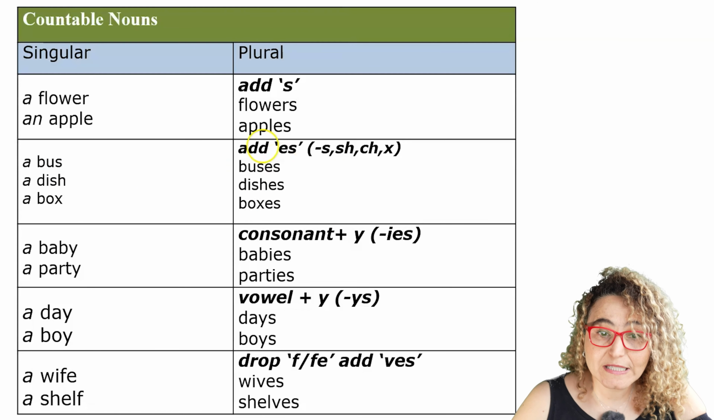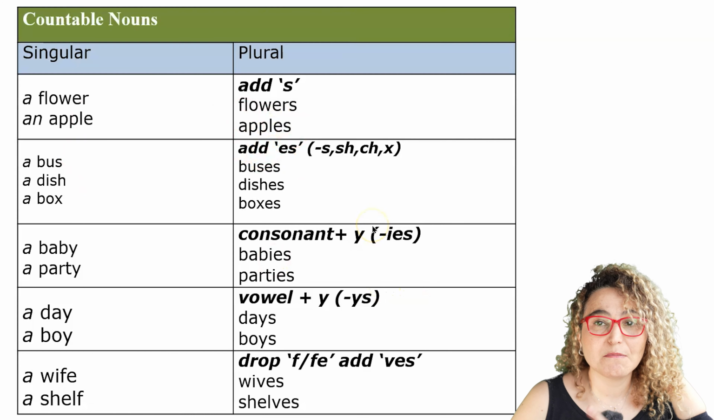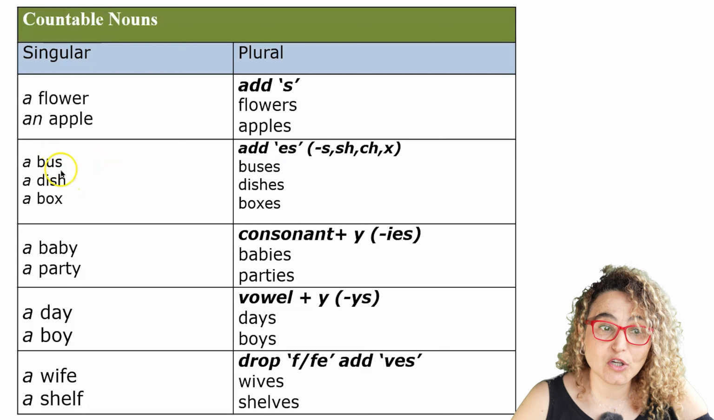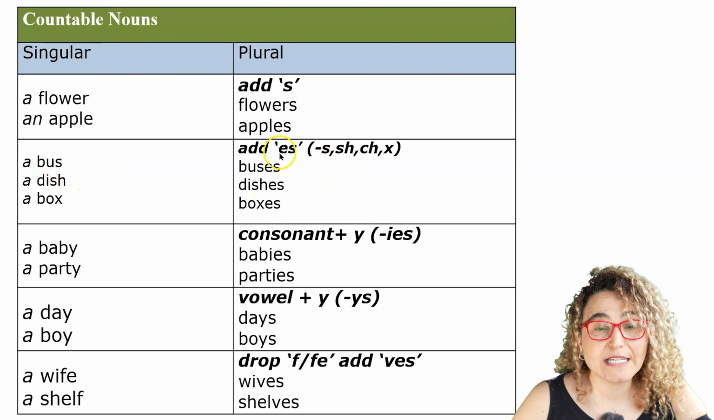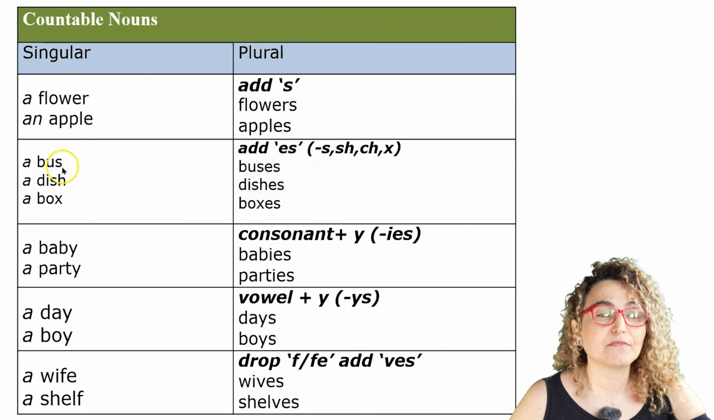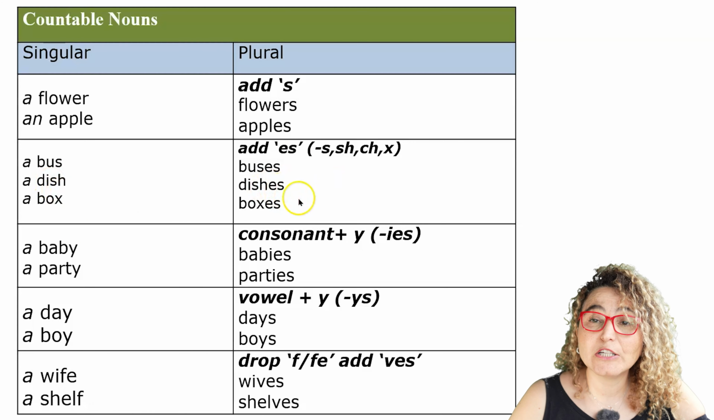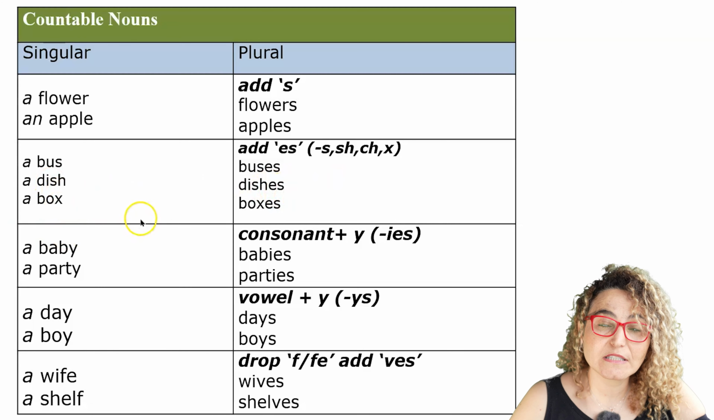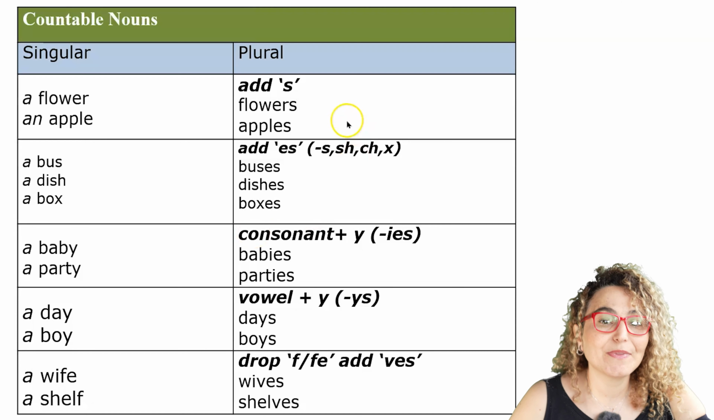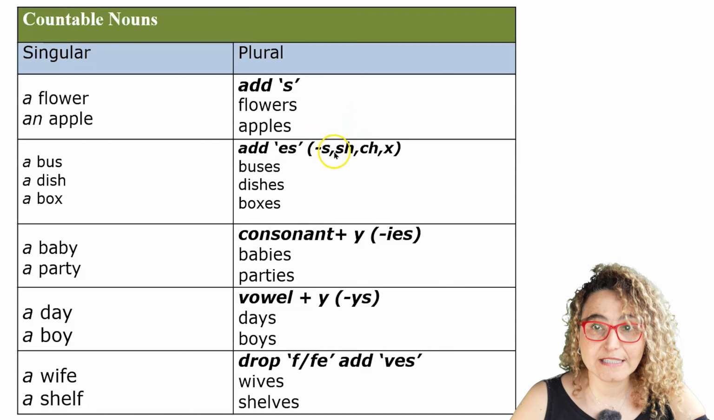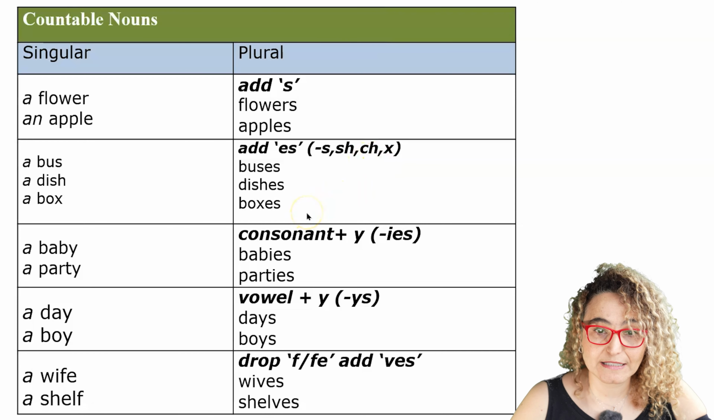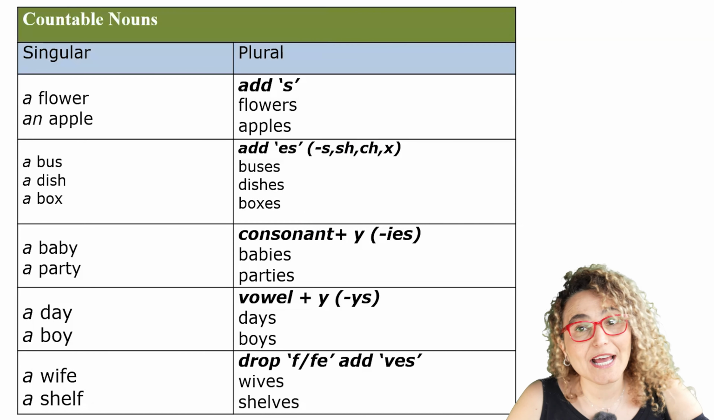I catch a bus to work every day. The plural of bus is buses. But notice the spelling. Because it ends with a vowel and a consonant, U and S, we add ES. So bus, buses. Dish, dishes. Box, boxes. So any noun in English that ends with S, SH, CH, and X, we add ES. Dish, dishes, we add ES.